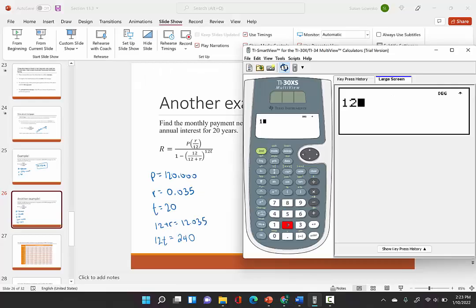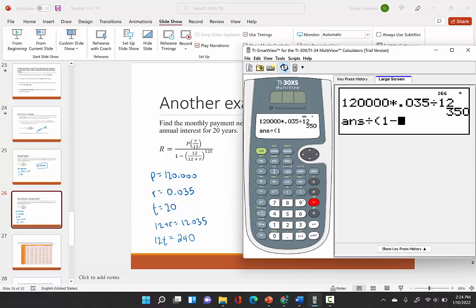Okay, so we're going to do 120,000 times 0.035 divided by 12. And you know what? I didn't put this in parentheses the way I was supposed to. So because this is strictly the numerator, I'm just going to say enter. That's going to give me that value. Now, if I immediately hit divided by, it's going to use the very last calculation as that leading spot. So where it says ANS, that means answer, and it's going to take that 350 and now divide 350 by what I want it to divide it by.